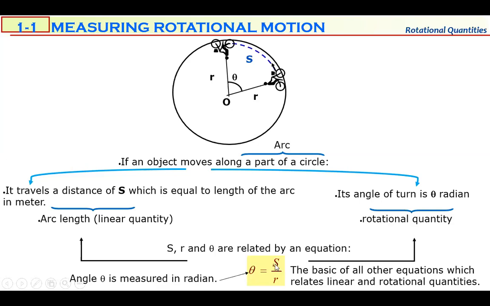But be careful, because both are length and length, so theta is measured in radian. It has no dimension. So we will not measure the angle in degrees, we will measure it in radians. That's why in calculations of problems, you should do the calculations using radian. Don't forget, we never use degree in calculations. This equation is the basis of all other equations which relate linear and angular, or rotational, quantities. Theta, the angle, is equal to the corresponding arc length divided by the radius of the circle.